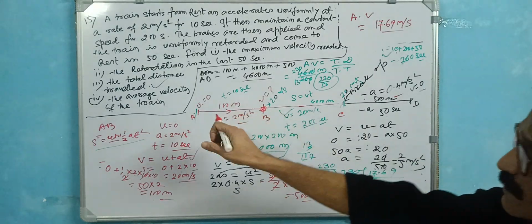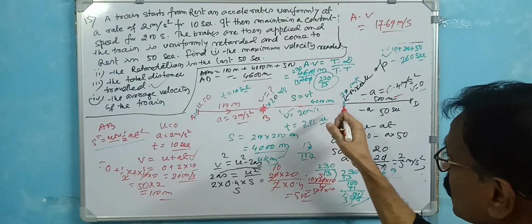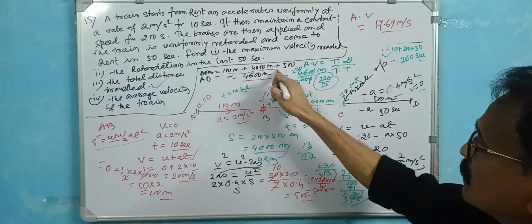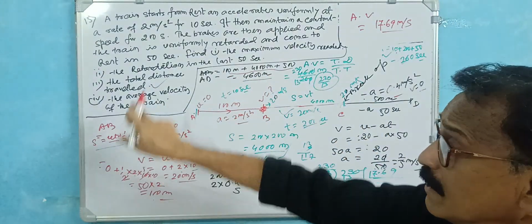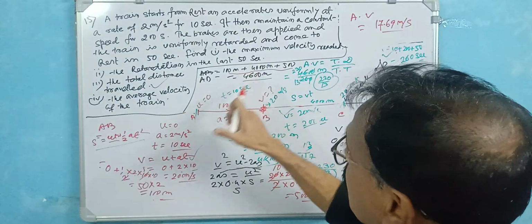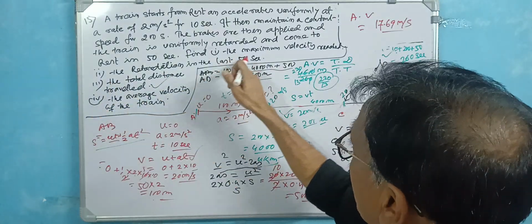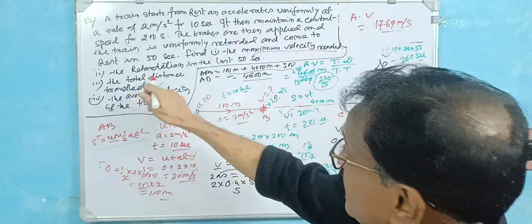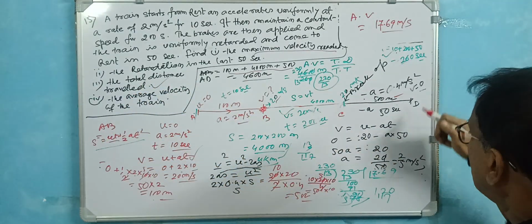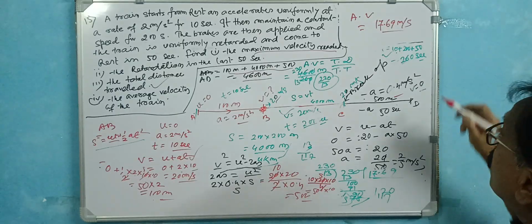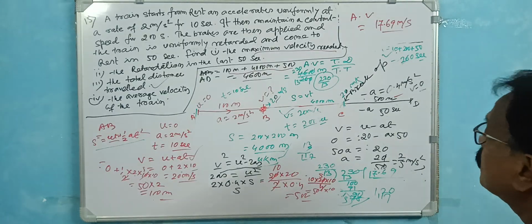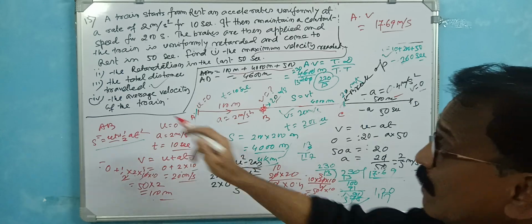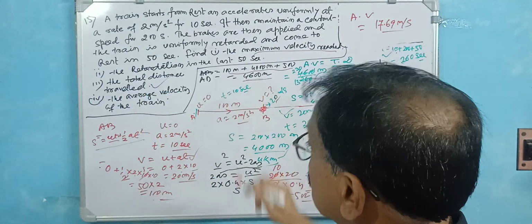Now the total distance: this is 100, this is 4000, this is 500. This is the total distance traveled. Okay, the first part is clear: find the maximum velocity reached. This is 20 meter per second. Number 2 is the retardation, which is 0.4. The 0.4 is clear. Number 3 is the total distance.